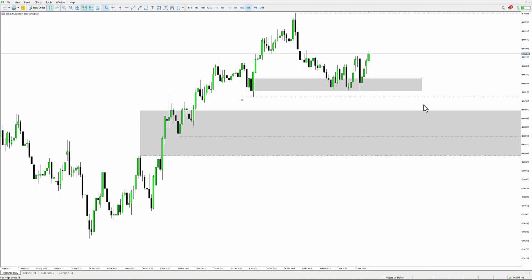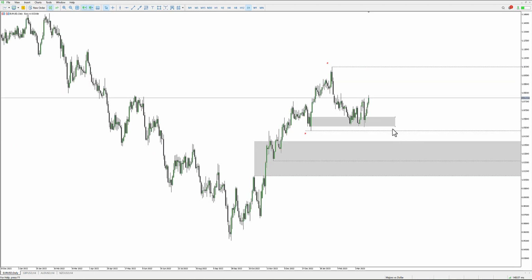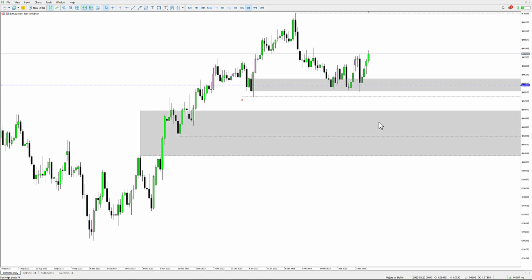Watch on the daily, right? So that's the daily chart, right? I just need to extend this and expand that. All right, and I'm gonna highlight my equilibrium point marked with a blue dotted line. Look how price has been respecting this level, right?